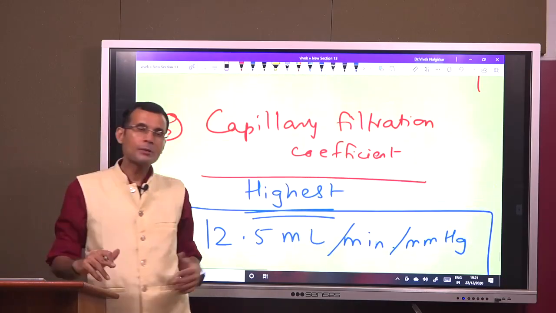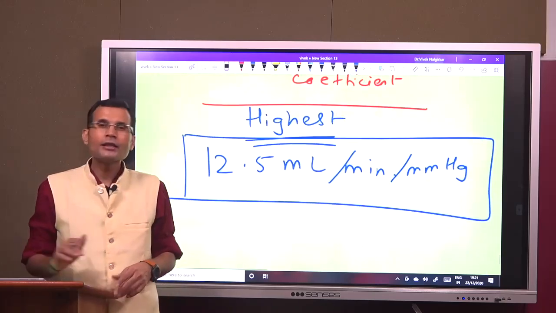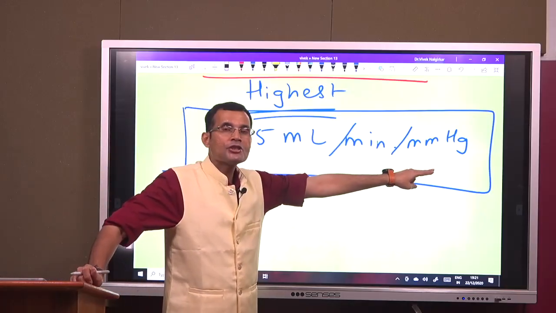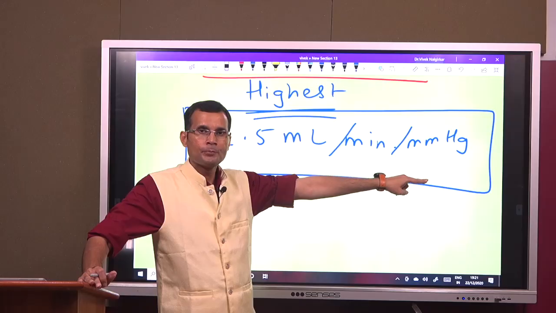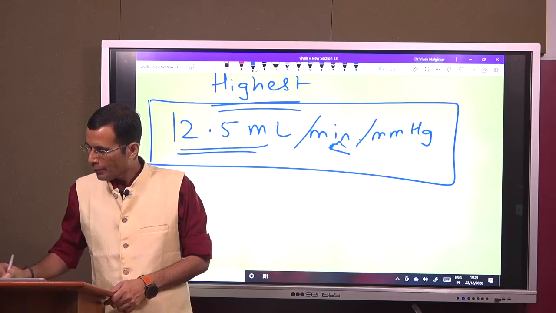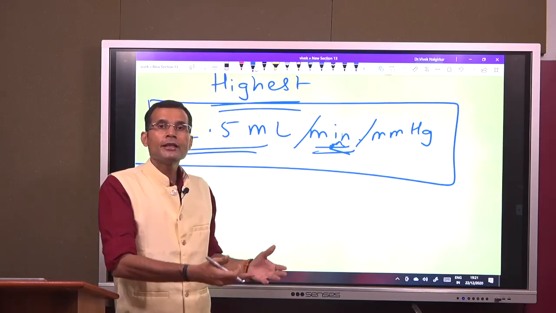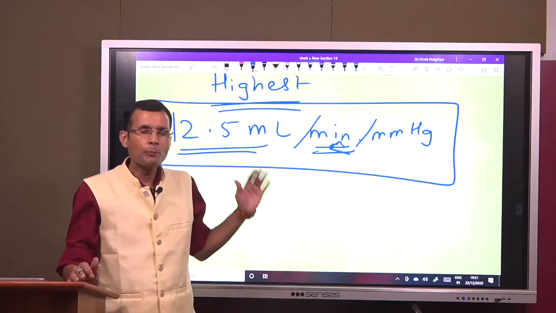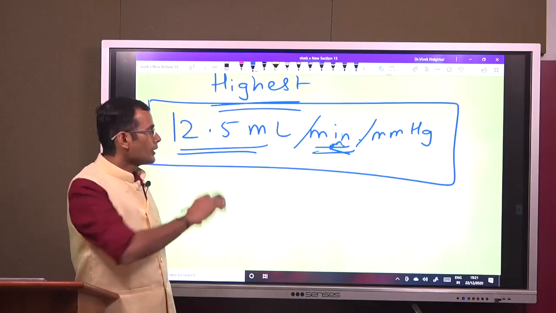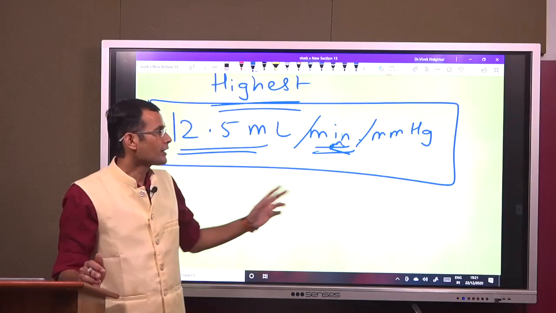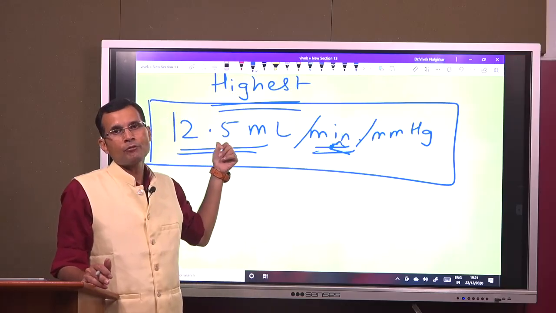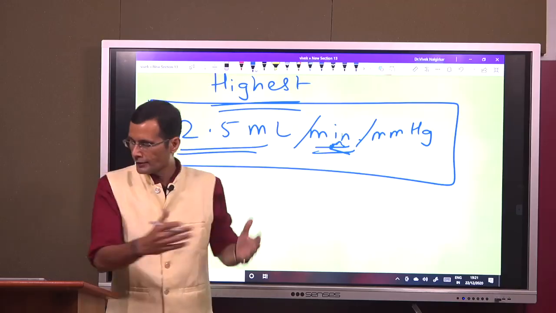12.5 ml per minute. So, you know how to read the coefficients. Okay. For every 1 mm of Hg of filtration pressure, in 1 minute, 12.5 ml fluid is formed at the glomerulus, means 12.5 ml filtrate is formed by the glomerular capillaries. I mean, if the filtration pressure is 2 mm of Hg, then in 1 minute 25 ml filtrate will be formed at the glomerulus. That's how you read it.